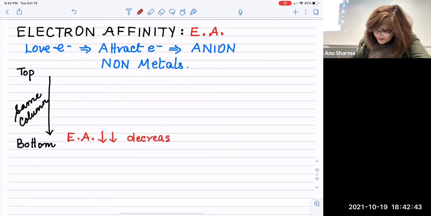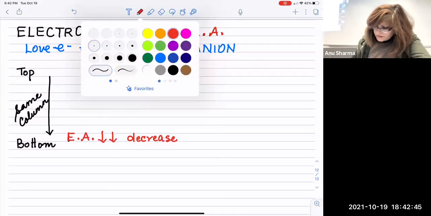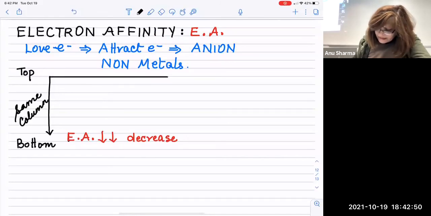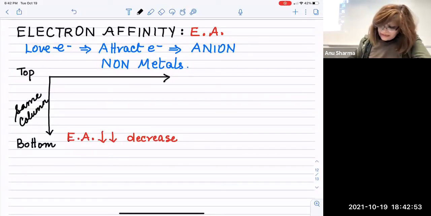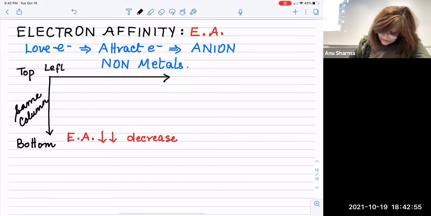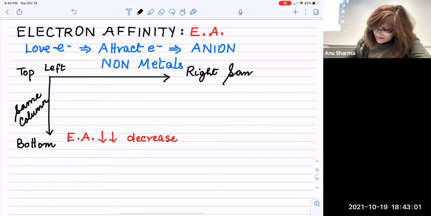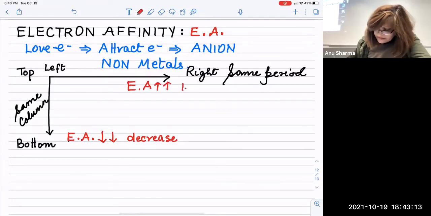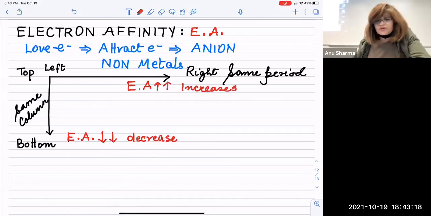So if you were to compare elements in the same column, the ones on the top will have more electron affinity than the ones at the bottom. Next, when you move from left to right in the periodic table, in other words, in the same period, the electron affinity increases. Remember that these elements are closer to the noble gases.